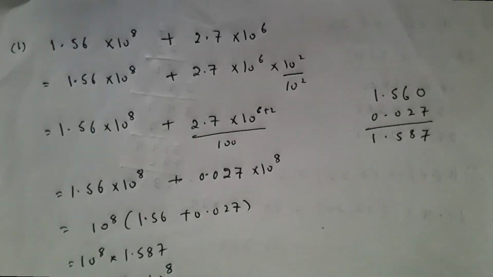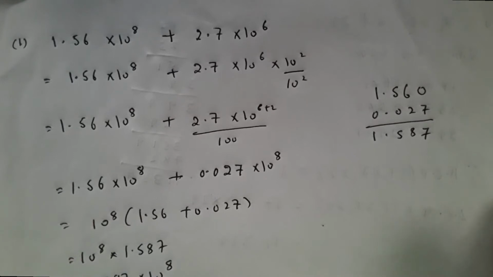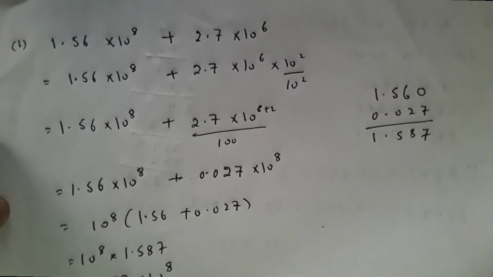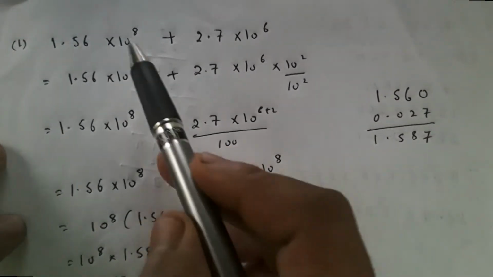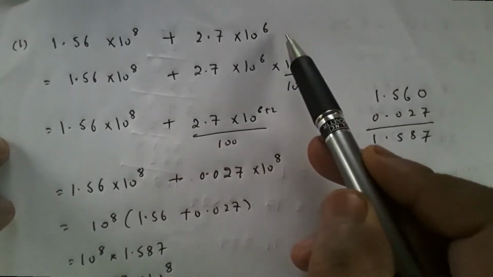This is my first question for scientific notation. Okay, addition for scientific notation questions. So 1.56 into 10 raised to power 8 plus 2.7 into 10 raised to power 6. For this question there are two powers, 10 raised to power 8 and 10 raised to power 6.